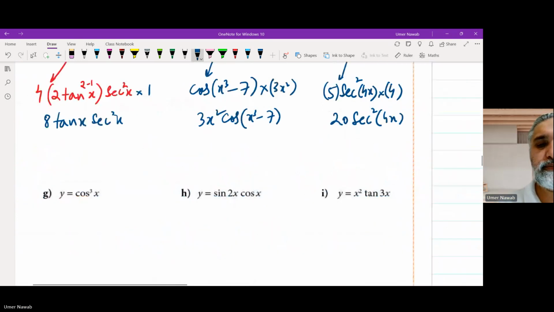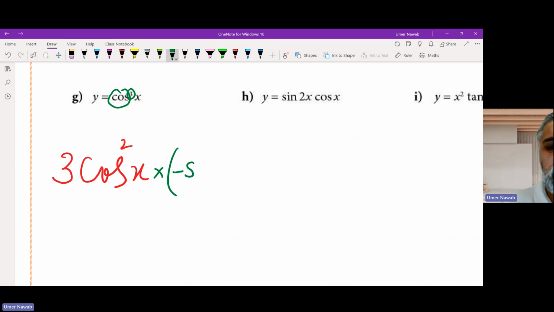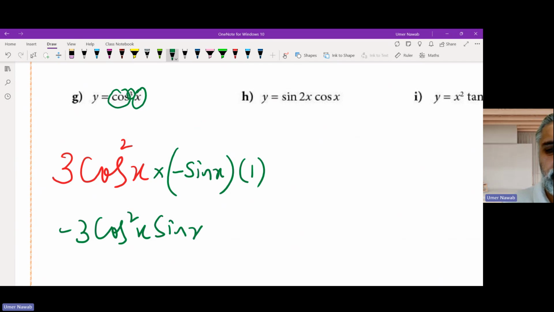Next, we have cos cube x. Can I apply the power rule? So the power comes down, and from the power you take off 1, that is 2. So 3 cosine square of x. Till now I just applied the power rule. Now next, what is the derivative of cosine? The derivative of cosine is minus sine of x. What is the further derivative of x, which is 1? Can I write my final answer? Minus 3 cosine square of x sine of x.